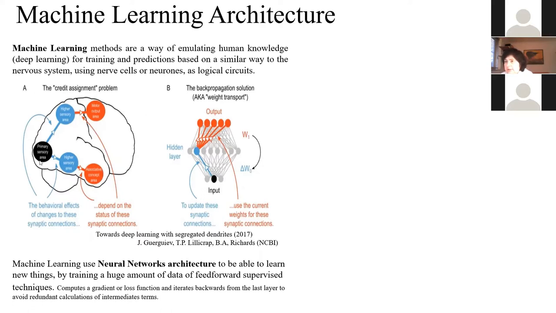So here you have the credit assignment problem in our brain, and you have the primary sensory area, which is the input, you have a hidden layer with the higher sensory area. And then you have the output, either as a motor output area or associative concept area. So the credit assignment is trying to assess the weights from the behavioral effects of changes to these synaptic connections or dendrites, and then backpropagate the information until the learning has been completed.